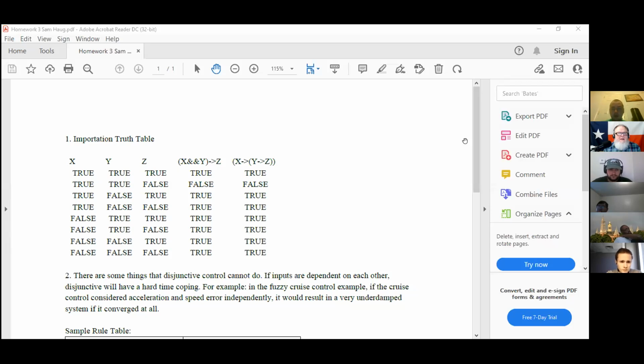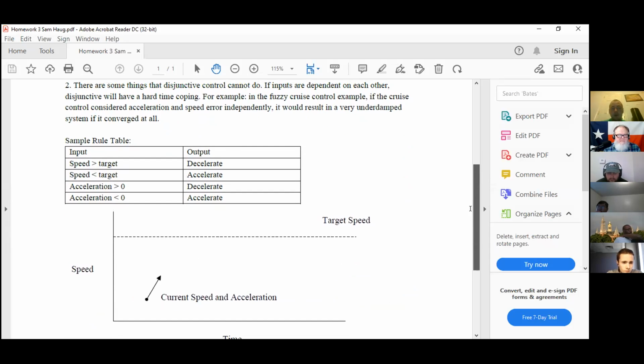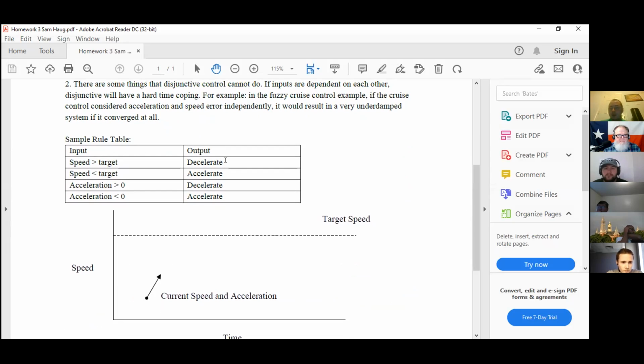So I kind of appealed to the cruise control that we talked about earlier. The way we looked at it earlier was in a conjunctive sense, where, for example, if your speed error is low, but you're accelerating to match the speed, then you don't really need to do anything, because even though there's an error in the speed, the acceleration is kind of already taking care of it. Whereas if you were to look at it in a disjunctive sense, here's kind of a sample rule table.